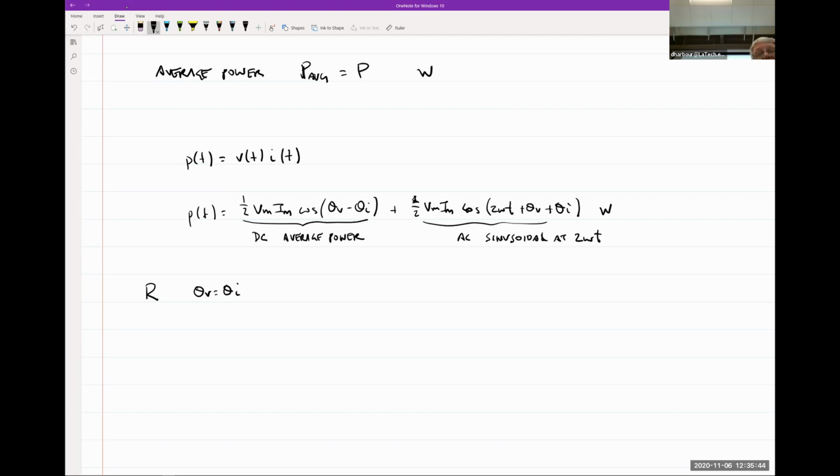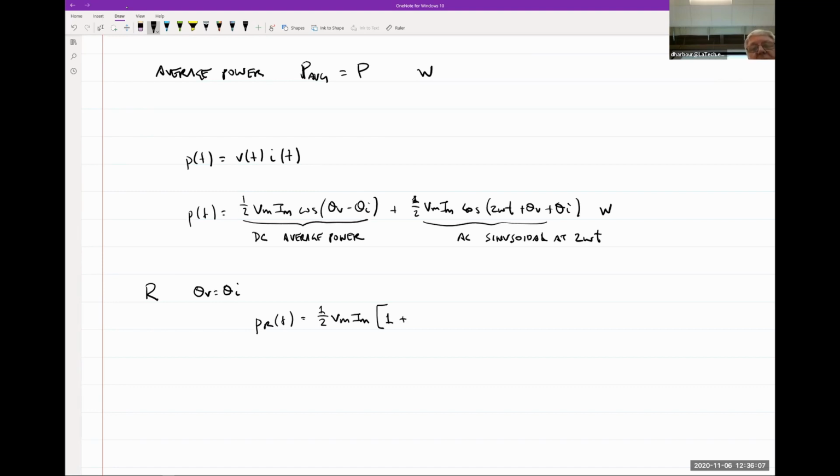So theta V equals theta I, which means theta V minus theta I is 0, and cosine of 0 is 1. So boom, for the first term, you just get 1/2 Vm Im. So instantaneous power, when we're talking about a resistor, works out to be 1/2 Vm Im for the first part. So that's where we get the 1.